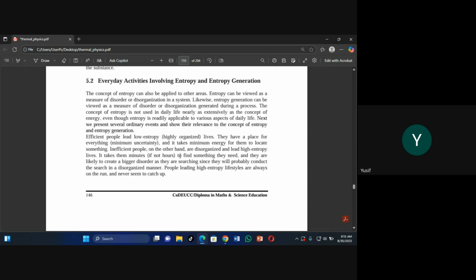Next, we present several ordinary events and show their relevance to the concept of entropy and entropy generation. Efficient people lead low entropy.